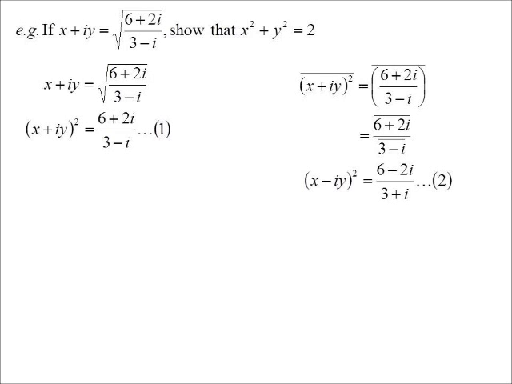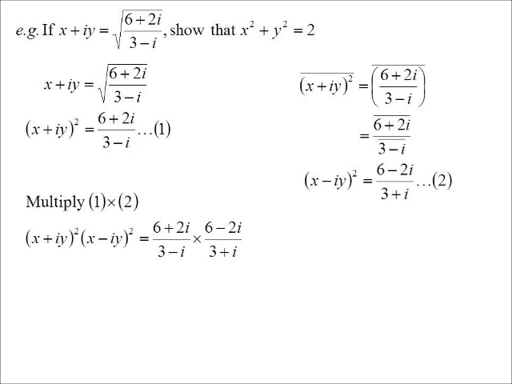So that's what I've done. I've decided to take the conjugate and then square it on the left-hand side. So x minus iy squared. So if I multiply those two things together, what I'm actually multiplying is conjugates. So I've got my z times z bar, which is the modulus squared. So on the left-hand side, multiply those together. And on the right-hand side, multiply those together.